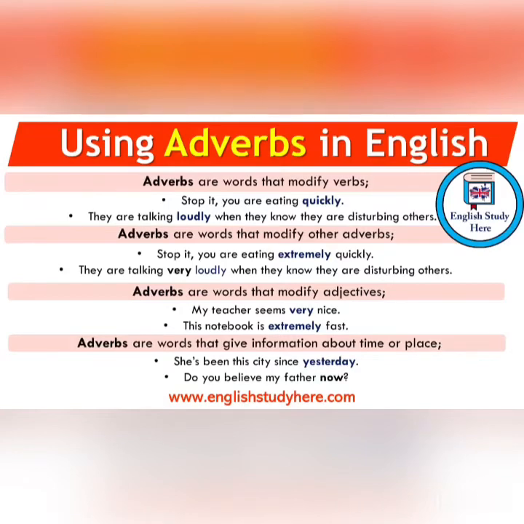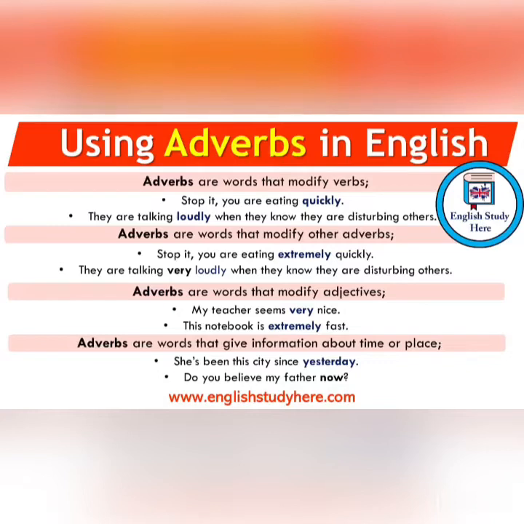Now, let us try to understand what adverbs are with the help of some examples. As you can see in this sheet above, there are different examples given. The first one is when adverbs are used to modify verbs. Modify means to bring some change or to add something to verbs. The first example is: stop it, you are eating quickly. So here the word quickly is adding to or modifying the verb eating, right?